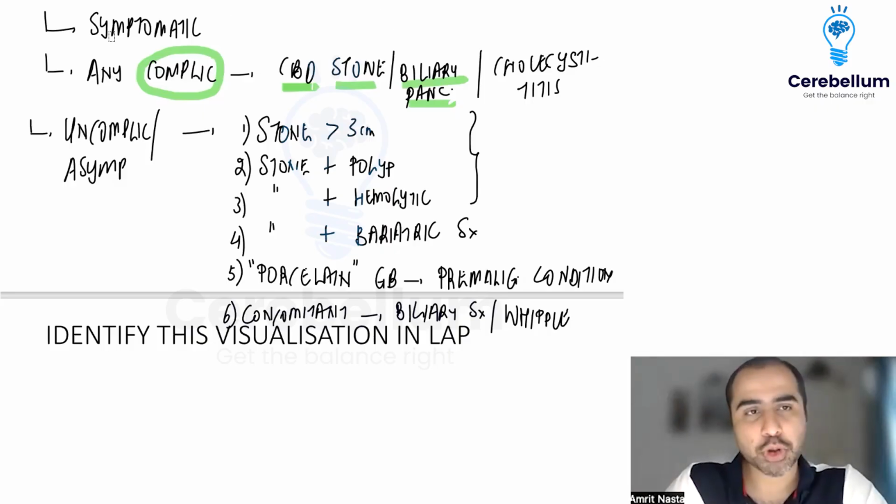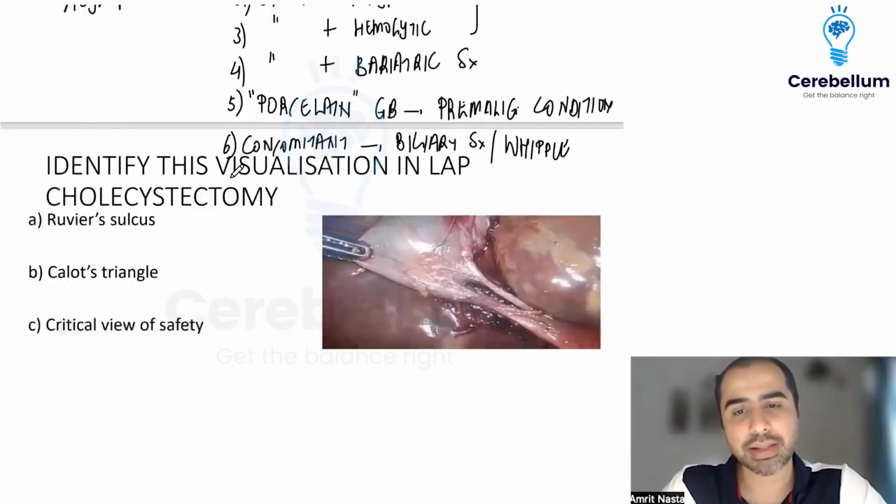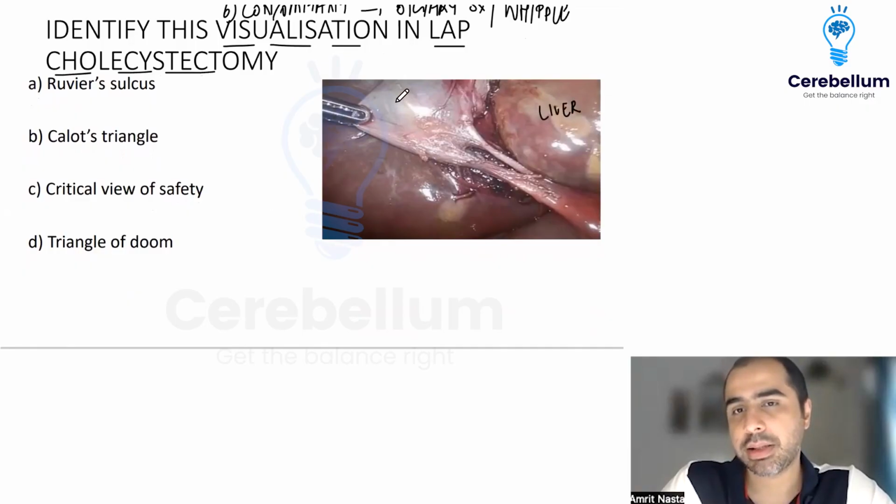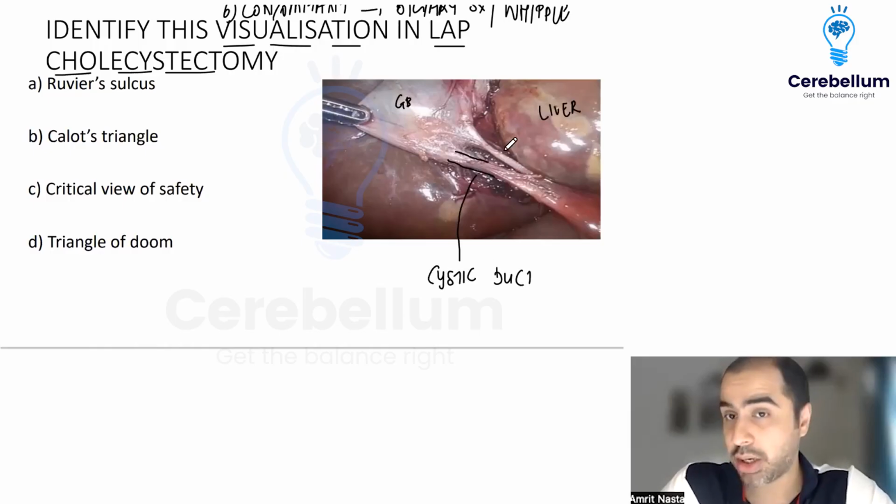A few points that you should know about cholecystectomy that they ask nowadays is this: what is the visualization? Like what should you see when you're doing a cholecystectomy? So I'll just help you here. This is the liver. This is the gallbladder. And this duct entering the gallbladder is the cystic duct. This is how it looks actually. And this little thin structure that you see also entering the gallbladder is the cystic artery.